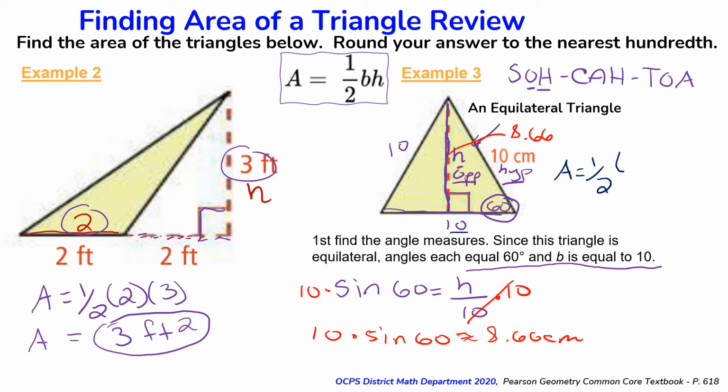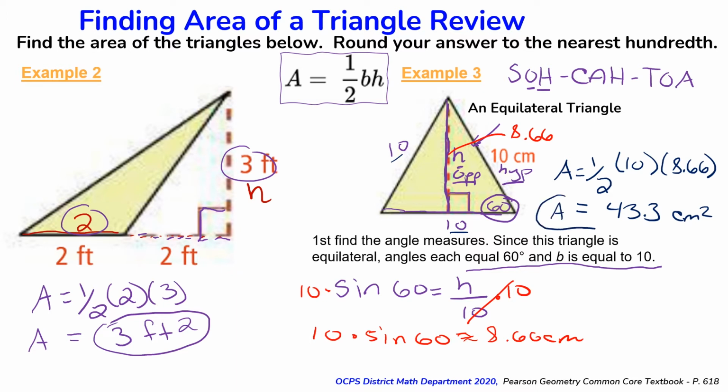Base is 10 because remember all sides are the same because it's an equilateral triangle. And my base and height are perpendicular to one another. And I just found that my height was 8.66 using trig. Multiplying that straight through, I get 43.3 centimeters squared.